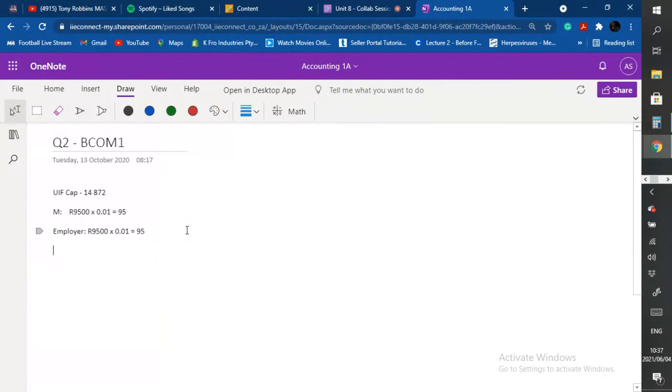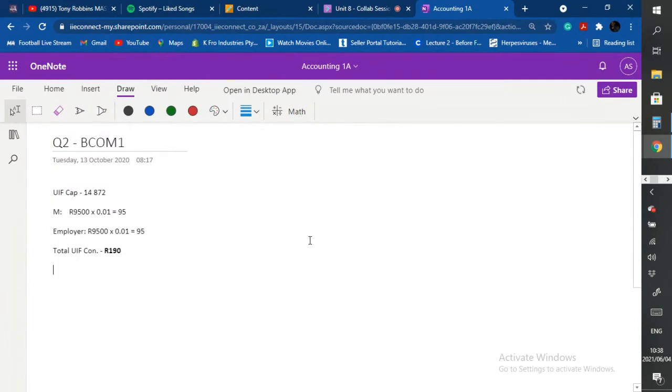Then the total UIF contribution is obviously 95 plus 95, which gives you 190 rand, so R190. This is Mercia's UIF contribution for the month.